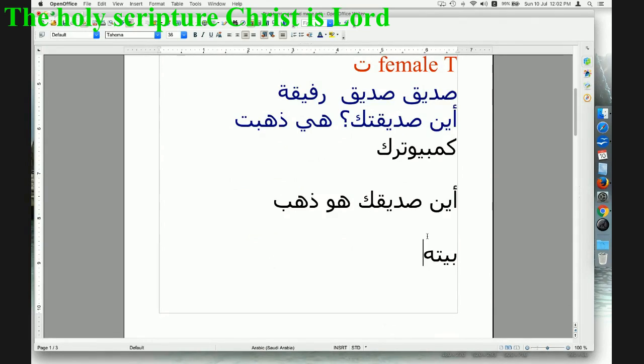بيته. بيته. Remember, the original is bait. The additional is the ha. Bait is a house. بيته, his house. So by adding ha, we make the name or the object belong to this person who we are speaking about.